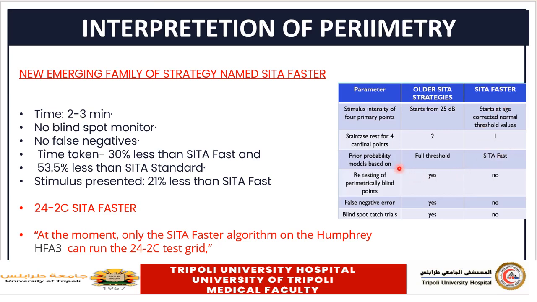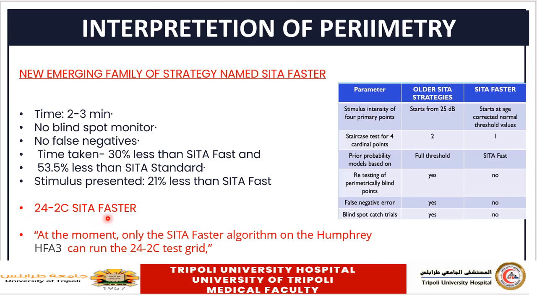Another thing, the blind spot catch trial and the false negative catch trial that are done in SITA Fast are not available in SITA Faster. That's why the time is around 2 to 3 minutes. Now the question is, is it as reliable as SITA Standard? Of course, it will not be as reliable as SITA Standard. However, there are many papers and many arguments about this regard, about when to use SITA Fast and when to use SITA Standard. And among this new family, they incorporate the 24-2C.